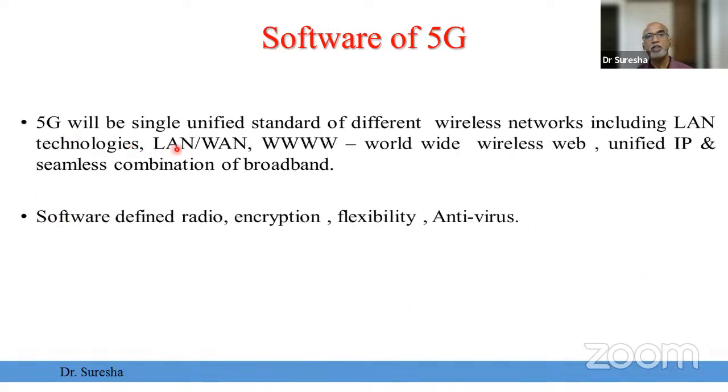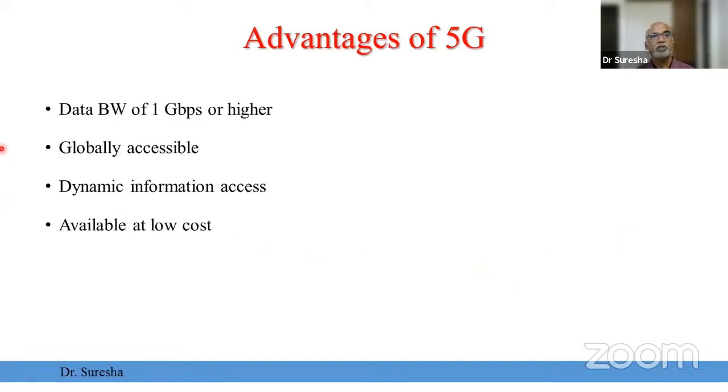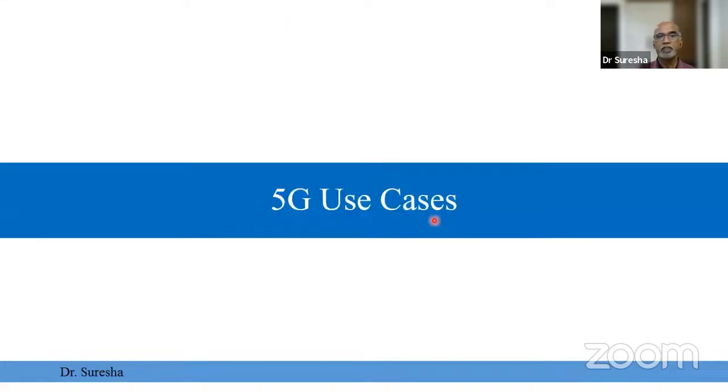Software: 5G will be a single unified standard of different wireless networks, including LAN technology, LAN-WAN, or whatever it is. Software-defined radio, encryption, flexibility, and antivirus, everything it supports. So data bandwidth of 1 Gbps or higher, globally accessible, dynamic information access available at low cost. If 5G is implemented and everybody starts using it, the cost comes down like anything.